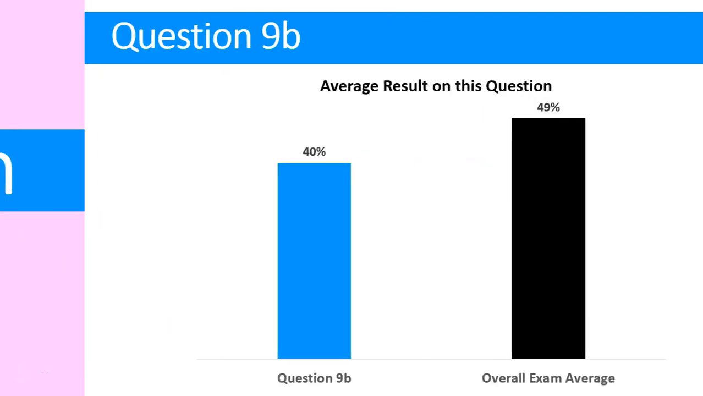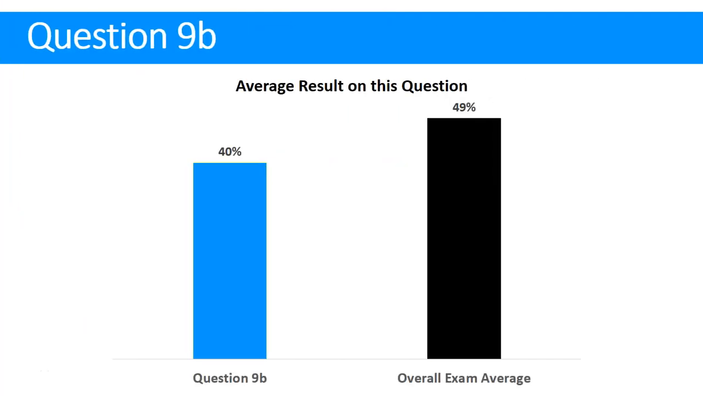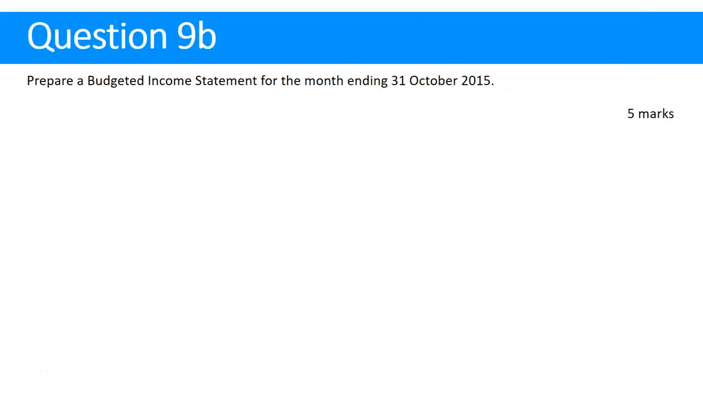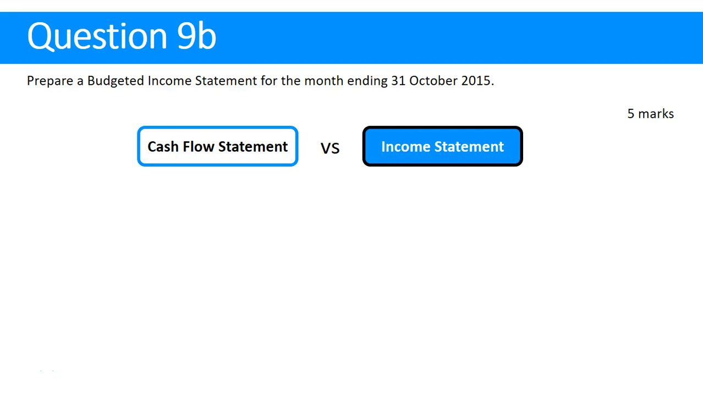Question 9b was a tough one, an average of only 40%, and it was tough because it asked you to do a budgeted income statement for October straight after you'd done a cash flow statement. So what you want to remember is the difference between cash and profit.